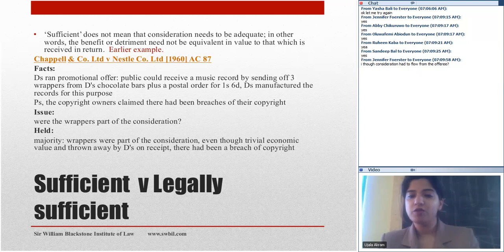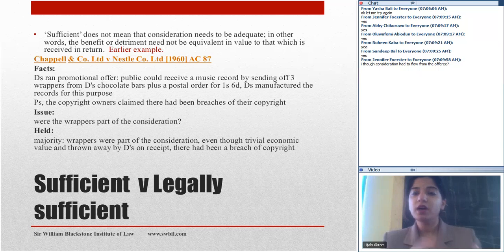Even if you add the postal order of 7.5 pence, even then they were not equal to the market value of the record. But Nestle were free to request whatever they wanted, right? And in this case, they obviously hope to benefit economically from the arrangement out of increased sales of chocolate. So there may be some other benefits.